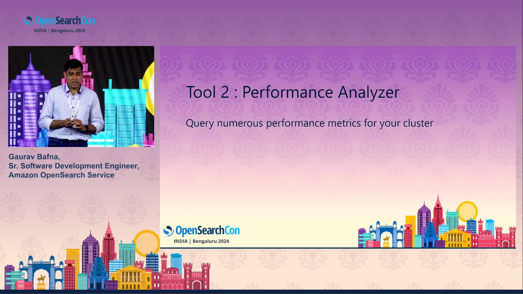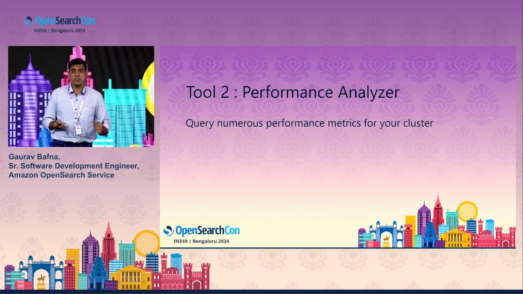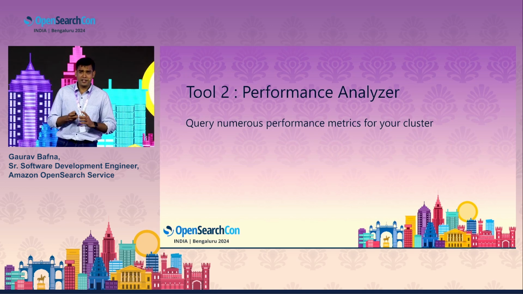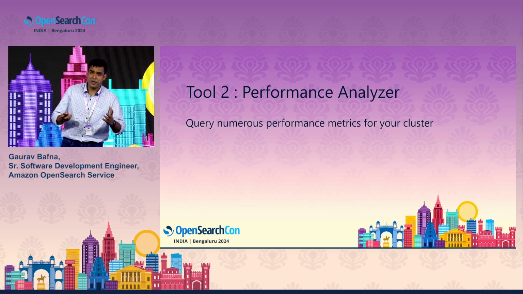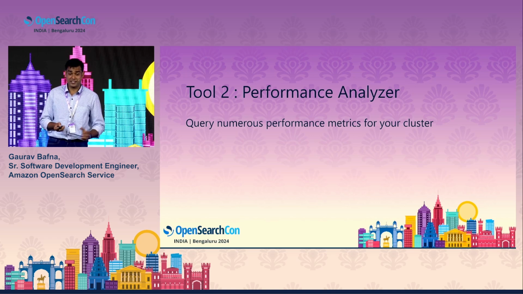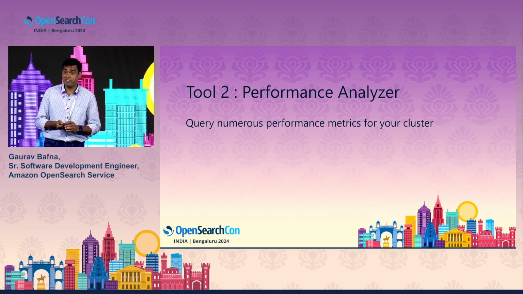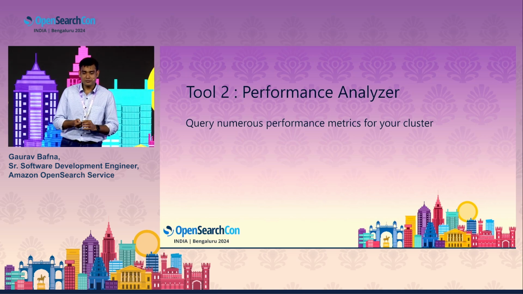What Performance Analyzer gives us is numerous performance metrics for a cluster. It gives us OpenSearch metrics as well as node level metrics, right? The network metrics or the disk metrics, all of that it provides, and it provides it on an index level and shard level basis as well.